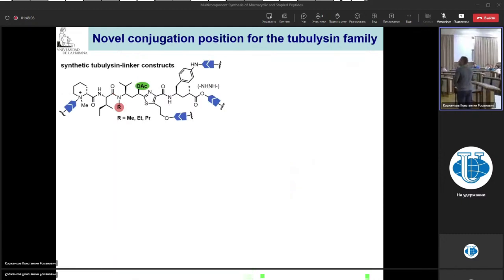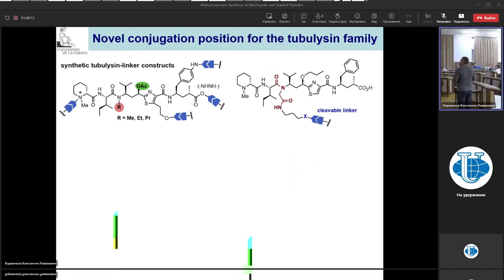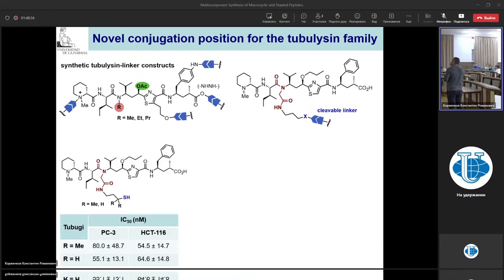But the most important is this one. Again, these are the positions that have been used for conjugation. This year we are reporting a paper, in cooperation with our German partners, in which we introduce a new conjugation site. So not here, not here, not the previous position. We are able to patent something because we were the first to say that we can also conjugate it by here, because we can introduce a diol. And this diol can be used for conjugation to antibodies.